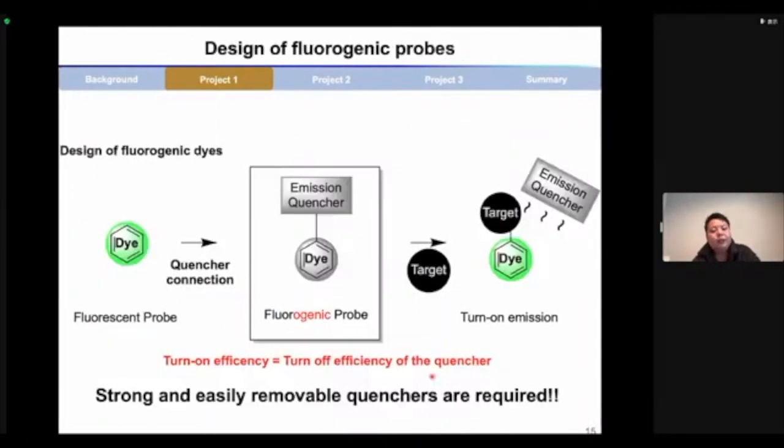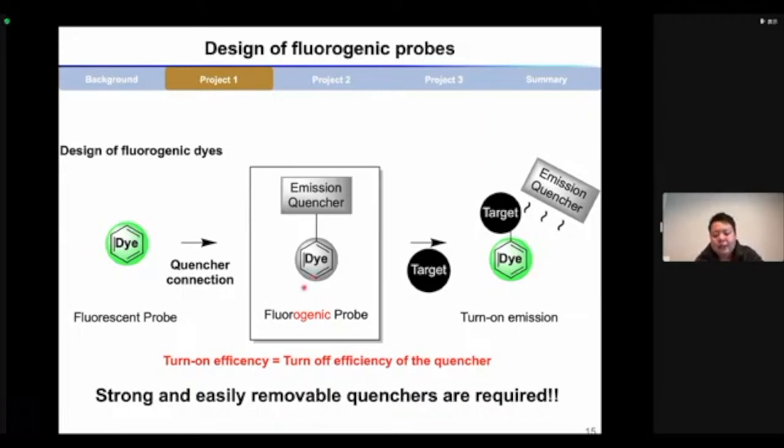So how can we design this non-emissive molecule which can turn on the emission upon target recognition? There's actually a golden standard to design that kind of fluorogenic probe, which is the use of emission quenchers. You first prepare the normal fluorescent probe, which is an always turn-on probe that shows emission anytime, and you connect your quencher, because an emission quencher can literally quench the emission of the fluorescent probe. So this emission quencher complex will show no emission. And if this emission quencher can be removed by the target recognition, the emission of the fluorescent molecule will be recovered.